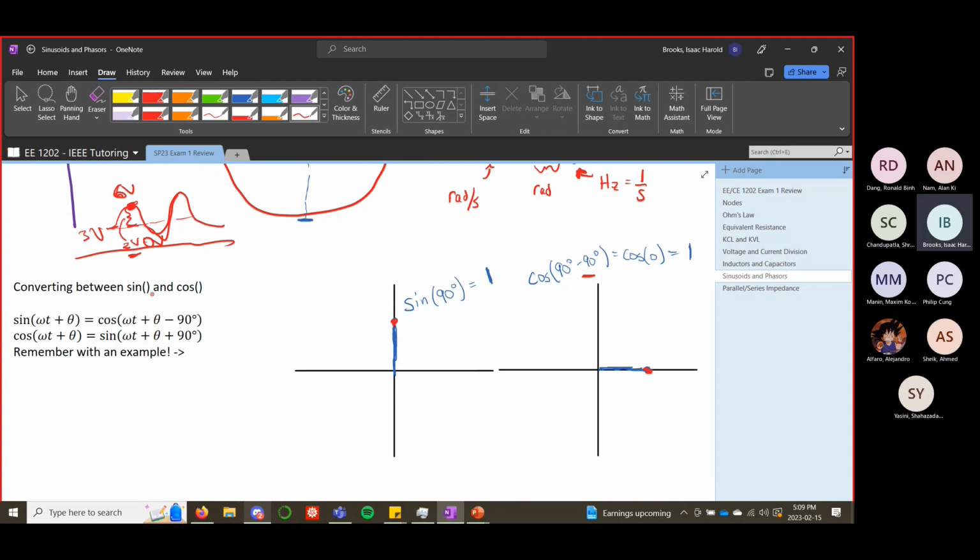Do you see? Yeah, I definitely agree with you. And I get confused by it even to this day. I still have to draw out an example like this.